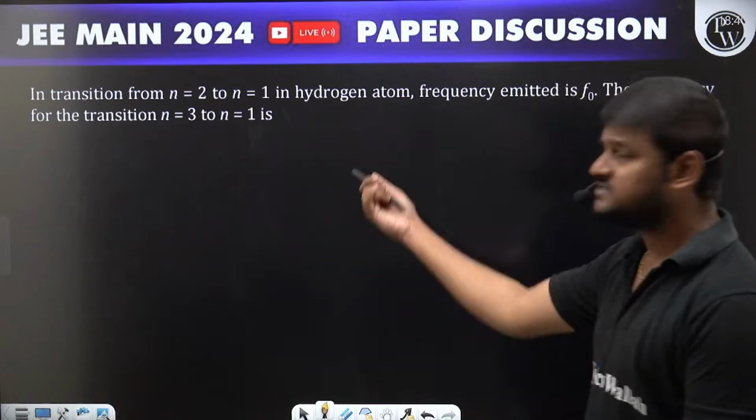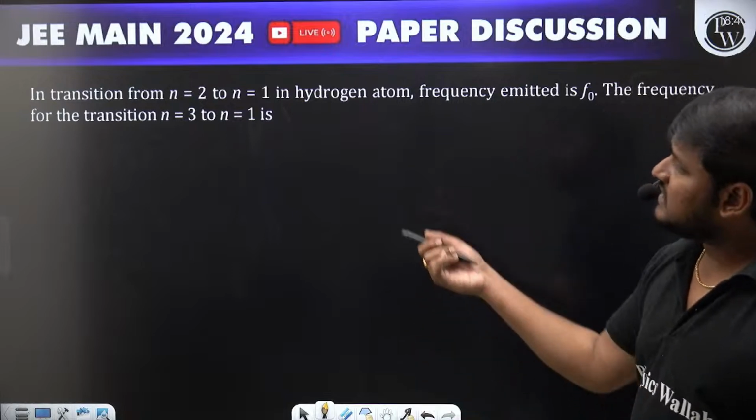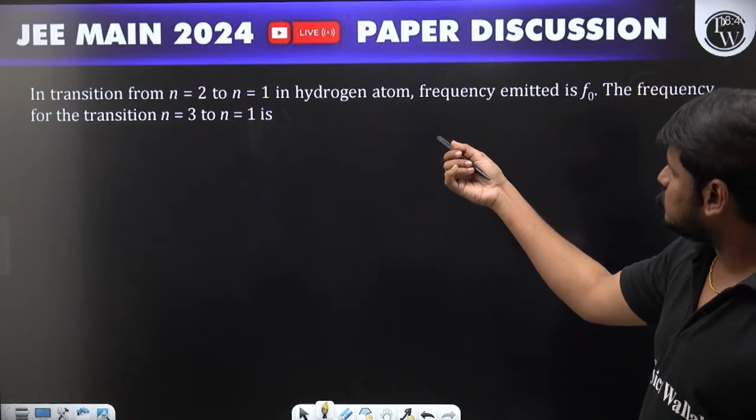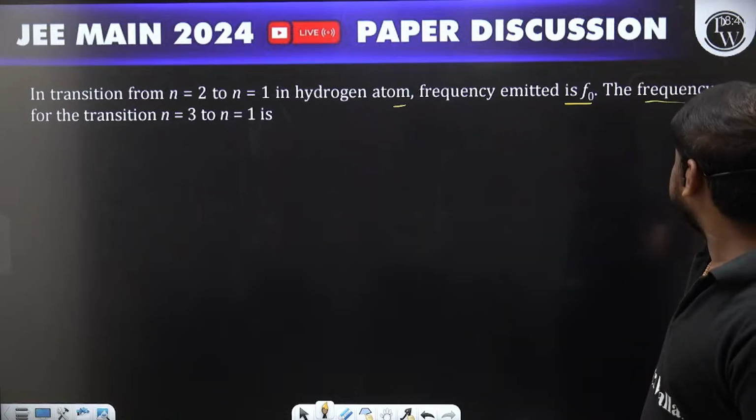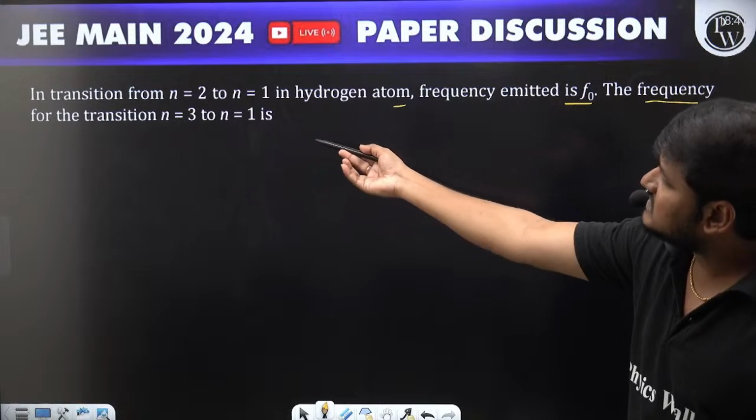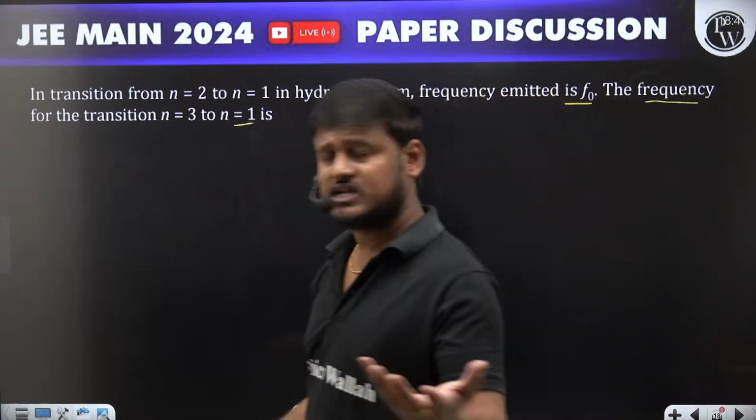So this question is from modern physics. An easy one. In the transition n equals 2 to n equals 1 in a hydrogen atom, the frequency emitted is f naught. What is the frequency for the transition n equals 3 to 1? Two scenarios you can consider.